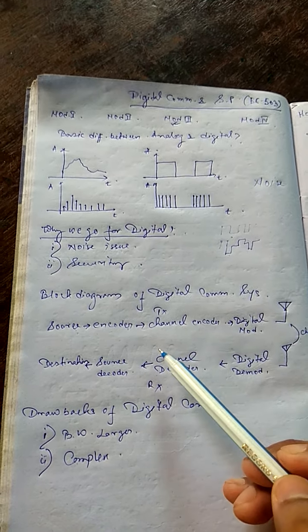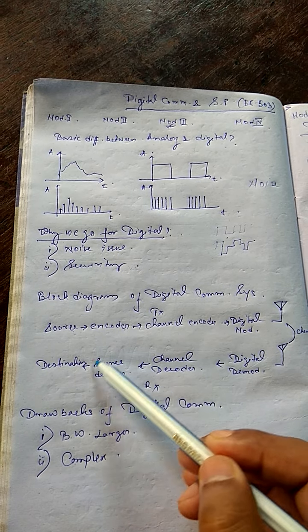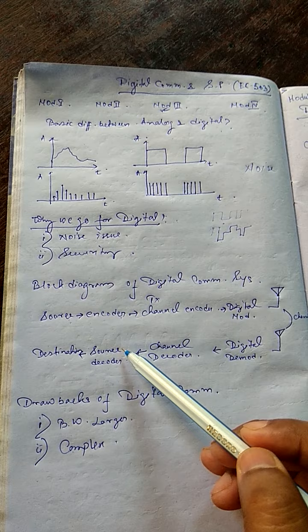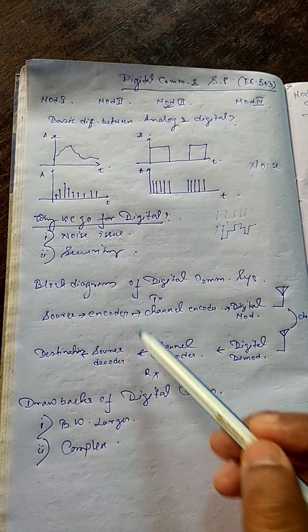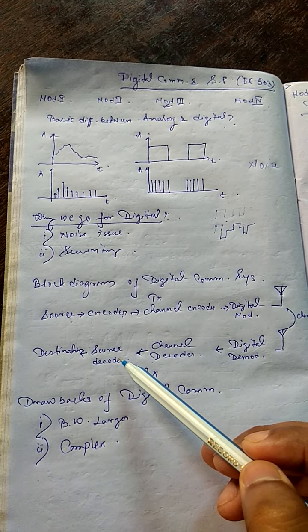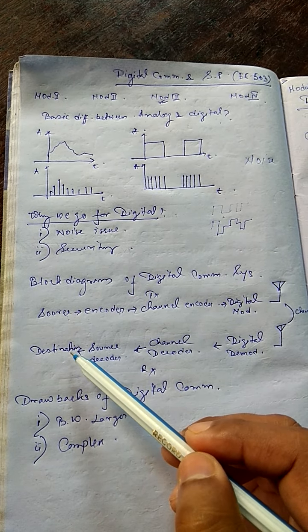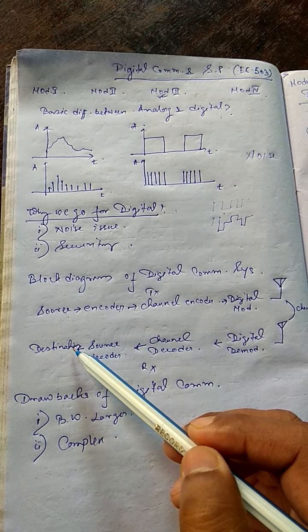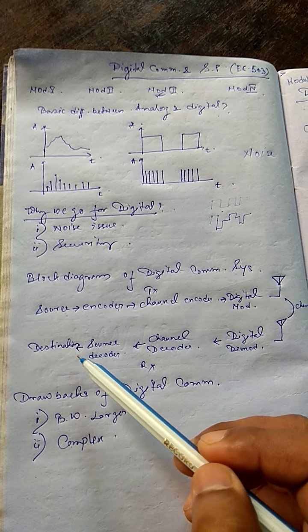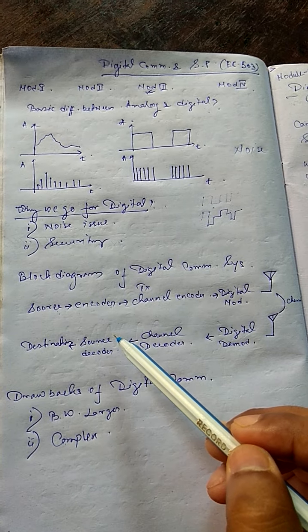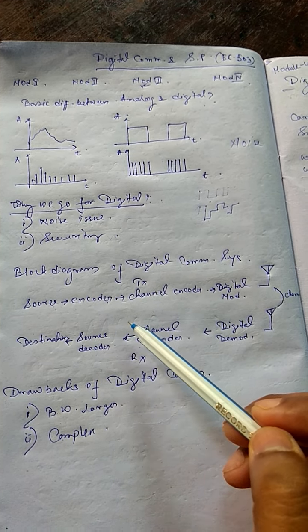After that original 1010 pattern, here we use the source decoder. The basic function of the source decoder is that it converts the encoded digital data to analog data, and this is the destination, maybe any type of public address system like a speaker. So this is the basic block diagram of the digital communication system.